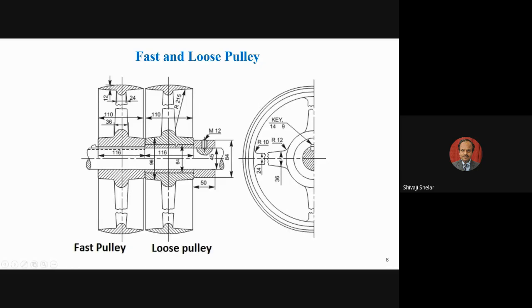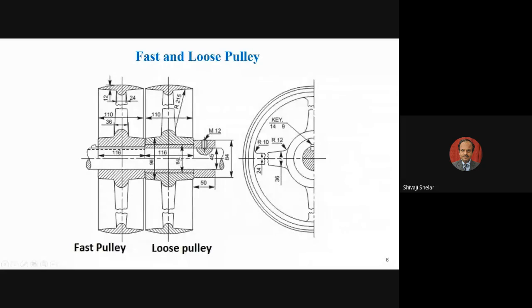But in case of the loose pulley, if you see the mounting mechanism here, you will have the hub, then this is the shaft. In between hub and shaft, you will find another element, which is called a bearing. You will have a liner mounted here, which will be fixed on the shaft. The pulley is mounted on this liner and is free to rotate on it. So when this pulley is rotating, the shaft will not rotate.